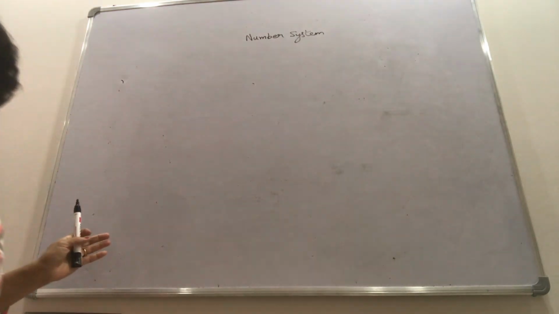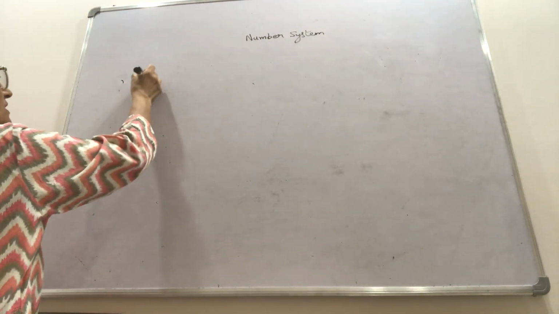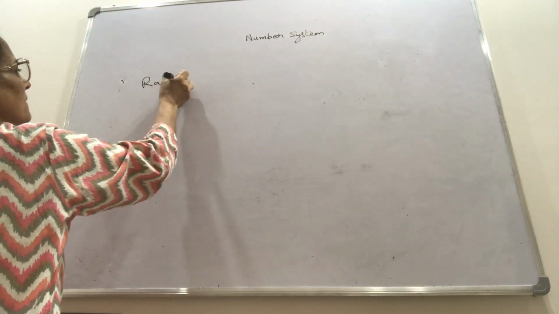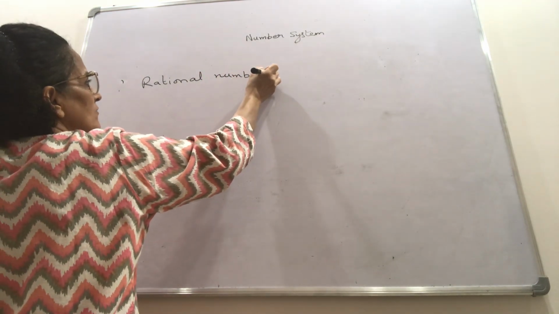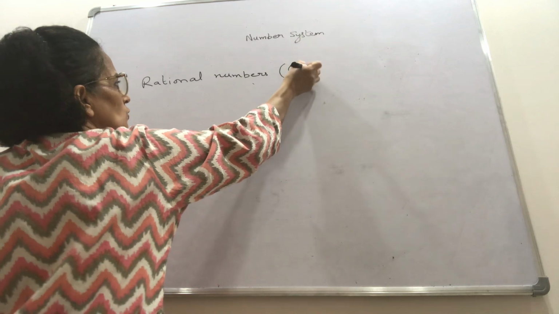Now let's revise the definition of rational numbers. So we talk about rational numbers, and we denote them by Q.